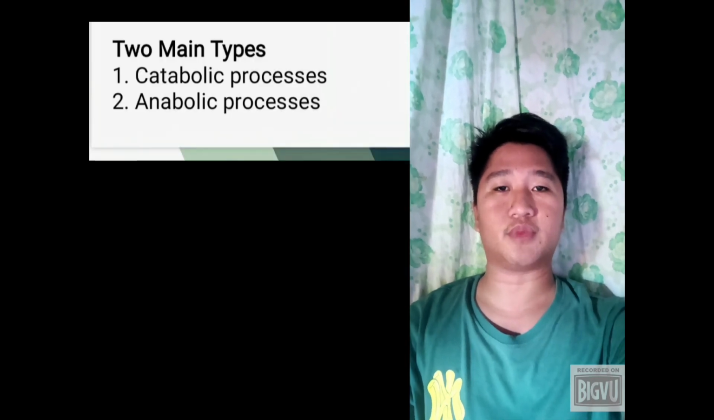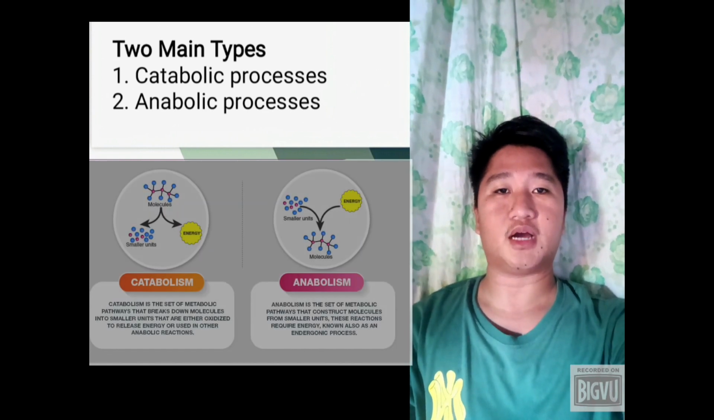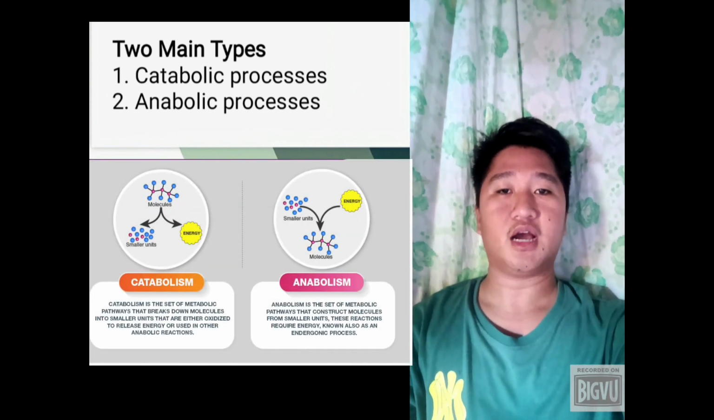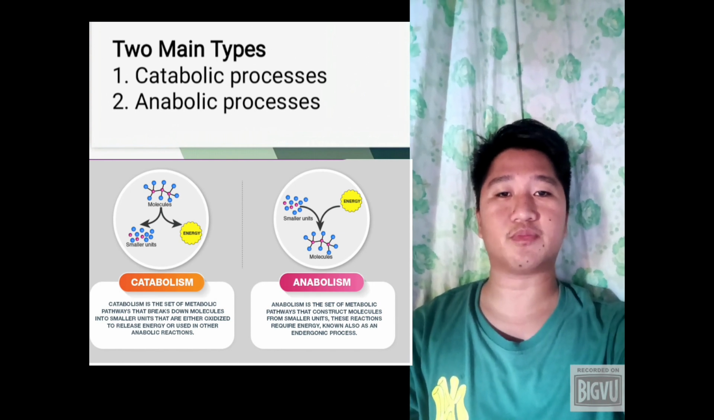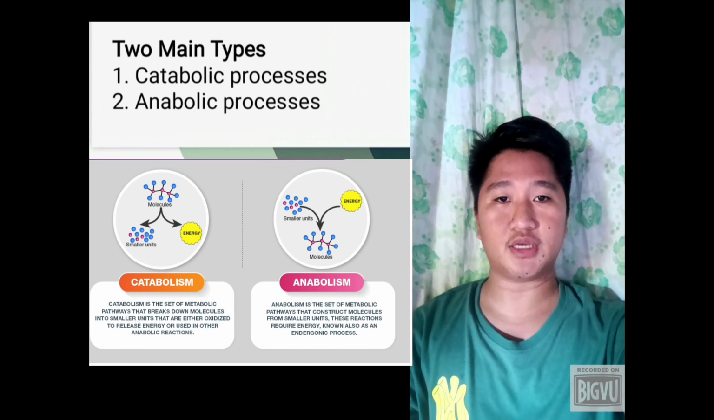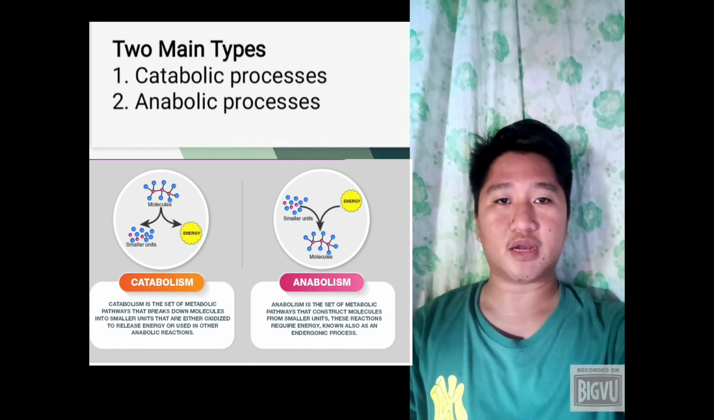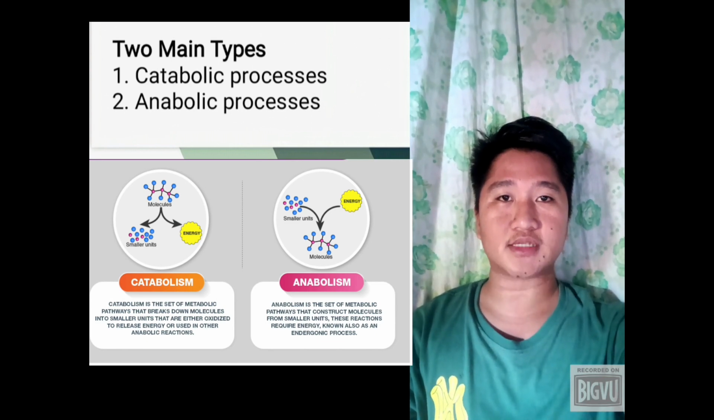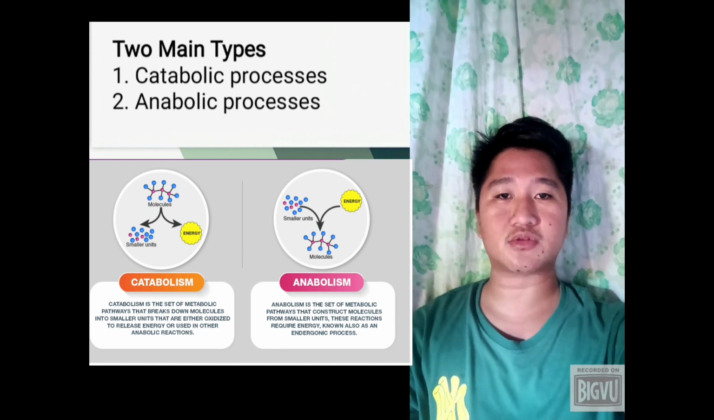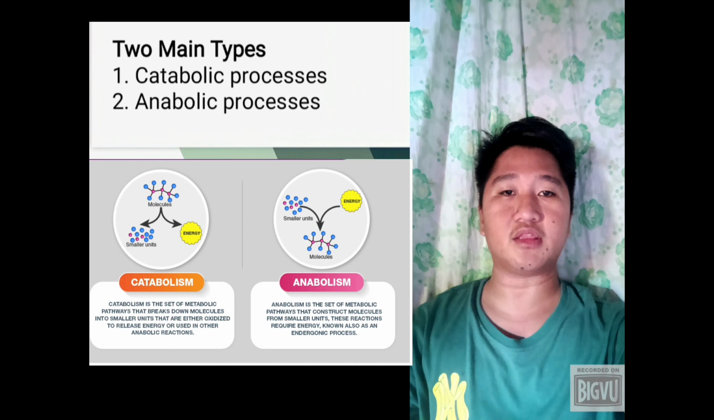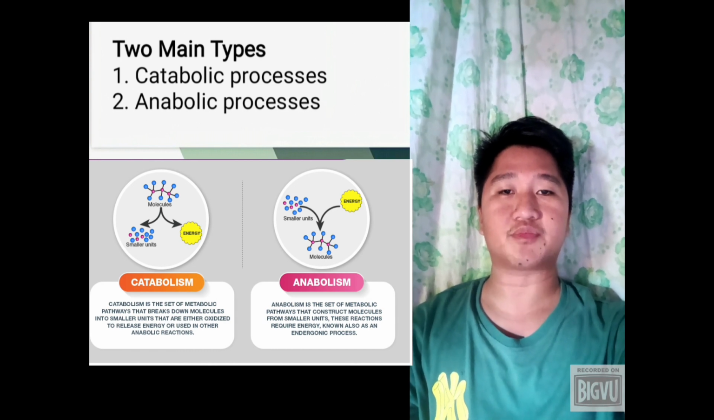And there are two main types of metabolic processes: anabolism and catabolism. Anabolism involves the synthesis of complex molecules from simpler ones, requiring energy. Catabolism, on the other hand, is the breakdown of complex molecules into simpler ones, releasing energy in the process. Together, they maintain the balance of energy and substance within an organism.